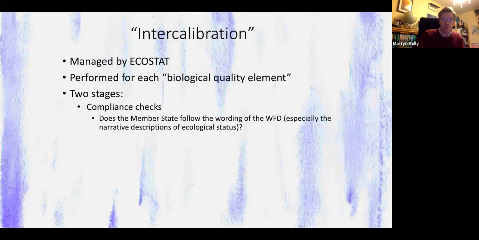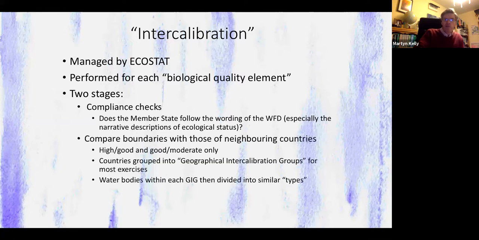The first was a compliance check. We looked at the national methods developed by the member states to ensure that they were following the wording of the Water Framework Directive, and especially that they were following the narrative descriptions of ecological status as they were setting up their methods. And then this was followed by a comparison of boundaries with those of neighbouring countries. It only happened for the upper two boundaries, high good and good moderate.